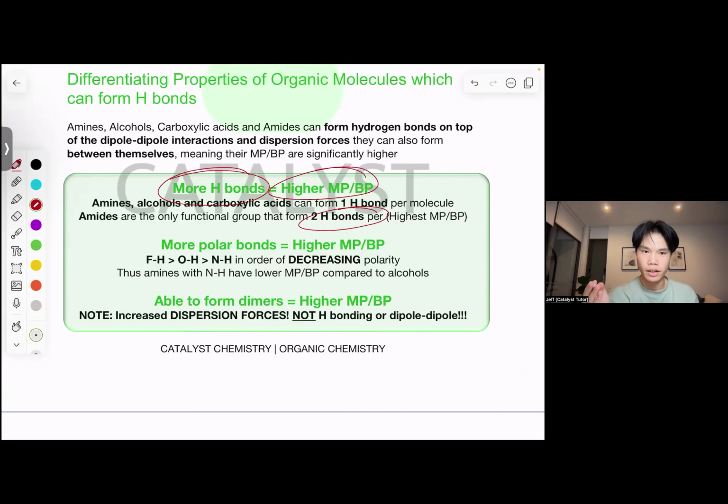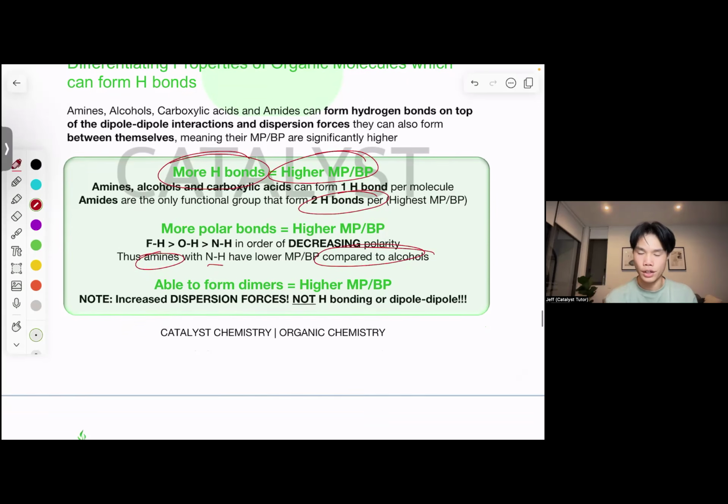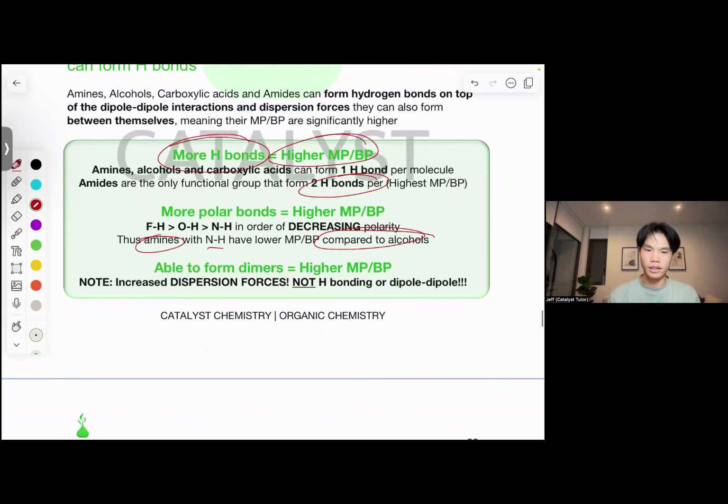Draw your diagram. The more polar the bond that's forming the H bond is, the higher the melting point, boiling point. So if you have an FH forming H bonds compared to an OH, compared to an NH, these are different degrees of polarity because FH is more polar than OH, which is more polar than NH. So that is why amines that have NH have a lower melting point, boiling point compared to alcohols, because they are less polar. The pull will be less and the attraction will be less, requiring less energy to break.